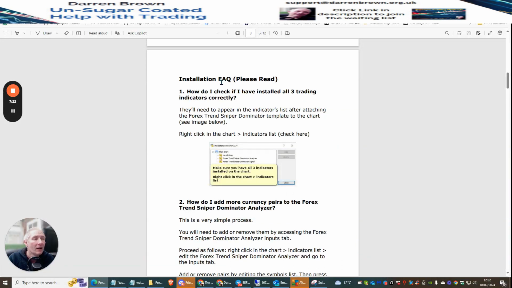So, installation FAQs. Okay, please read. How do I check if I've installed all three trading indicators correctly? They need to appear in the indicators list after attaching the Forex Trend Sniper Dominator template to the chart. I'm going to show you this in great detail so you all know how to do this.